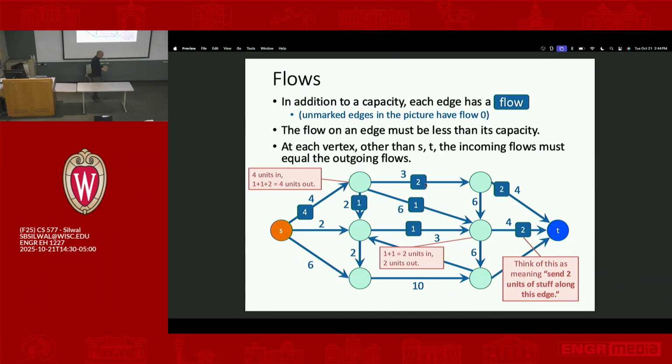We'll see in a bit, but as long as it satisfies these properties, it's a valid way to send stuff. It might not be the best way to send stuff, but as long as things in is equal to things out, and you're not violating the maximum number of things that can go on an edge, it's a valid flow, okay?